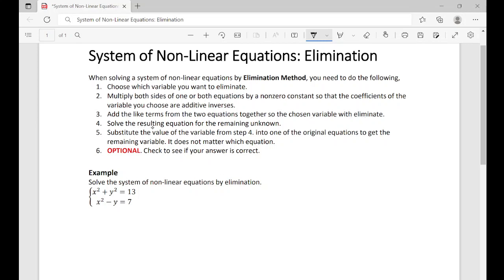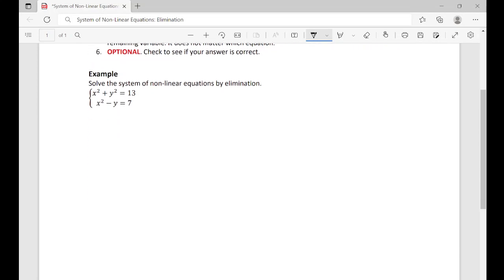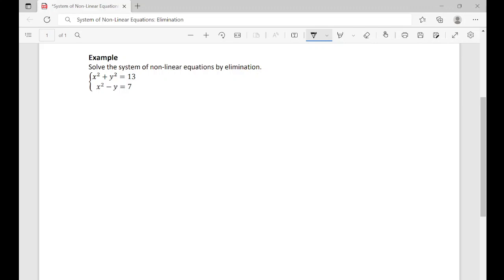Next, solve the resulting equation for the remaining unknown, and then finally substitute the value, or in this case values, of the variable from step 4 into one of the original equations to get the remaining variable. It doesn't matter which equation, choose the one you think is easiest. So we're going to follow the same steps that we do for elimination method for systems of linear equations for nonlinear. So I look at this and really I have only one option.